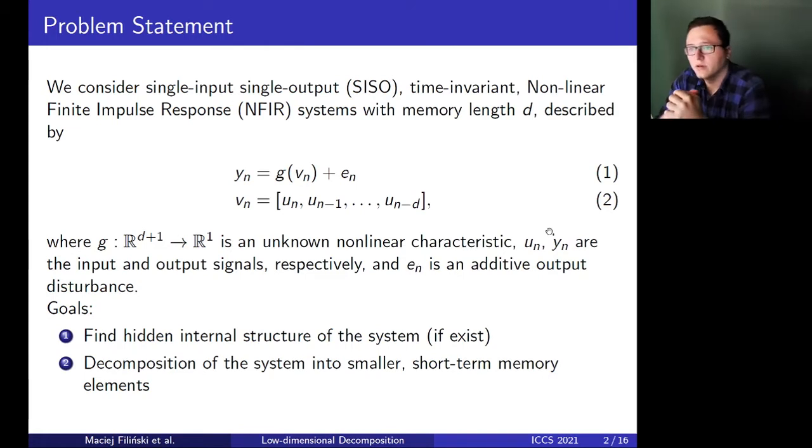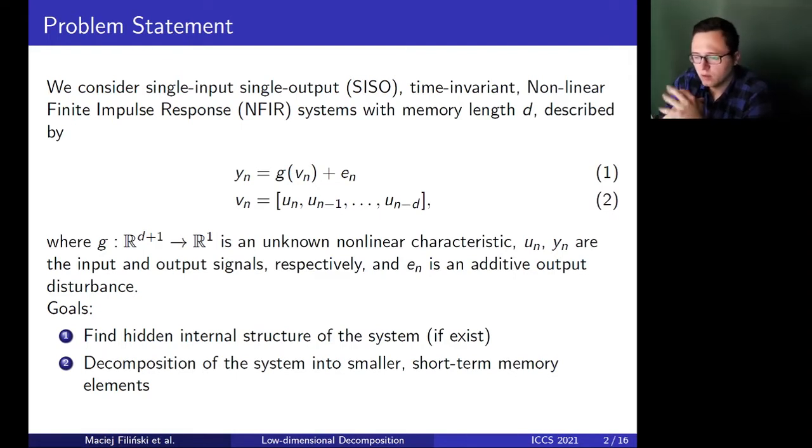So, first, we consider a single input, single output, time-invariant nonlinear finite impulse response system with memory length d, described by equations 1 and 2. The output of the considered system is a nonlinear characteristic g with argument v, where v is the vector of the inputs from time n to n minus d, and an additive output disturbance e.